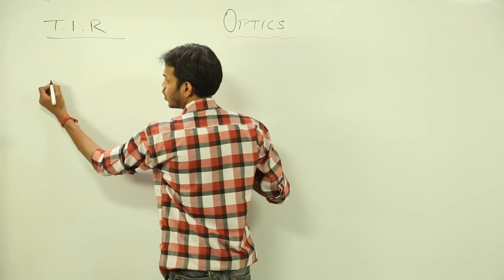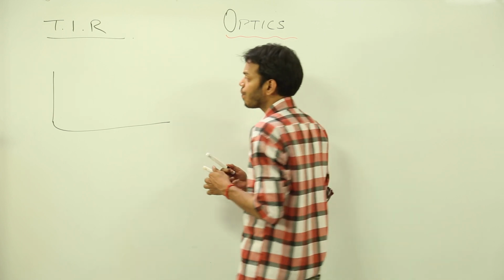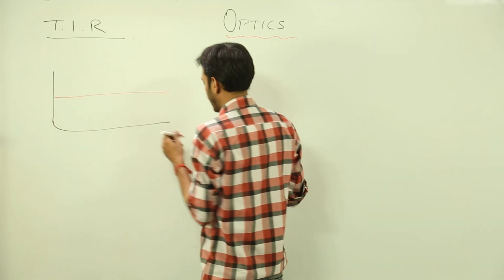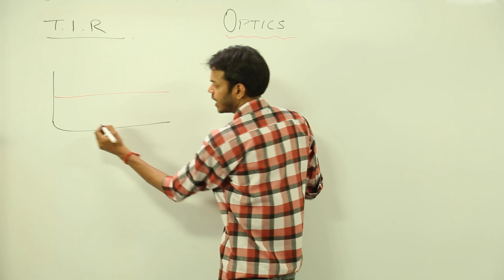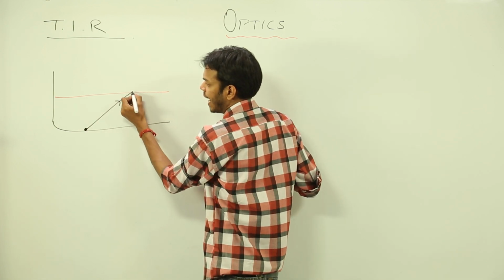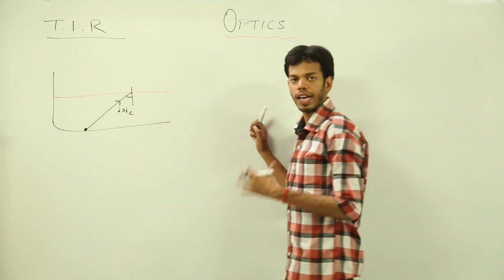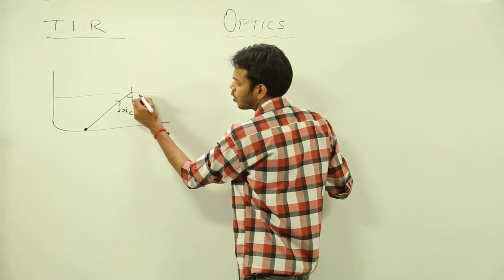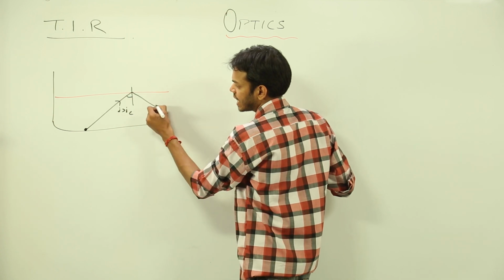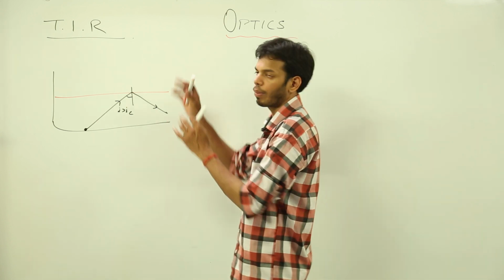So total internal reflection gives us that phenomenon where a ray of light traveling in a denser medium is incident on the interface at an angle greater than the critical angle. So what happens? This ray reflects back in the same medium, and hence it undergoes total internal reflection. This whole phenomenon is this.